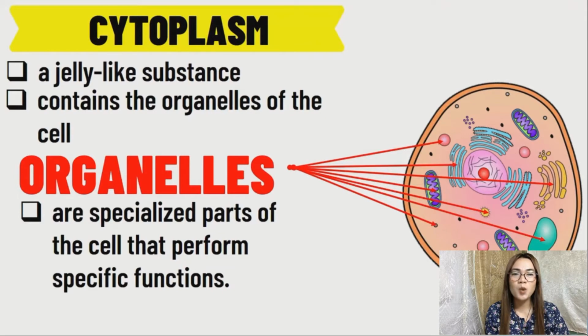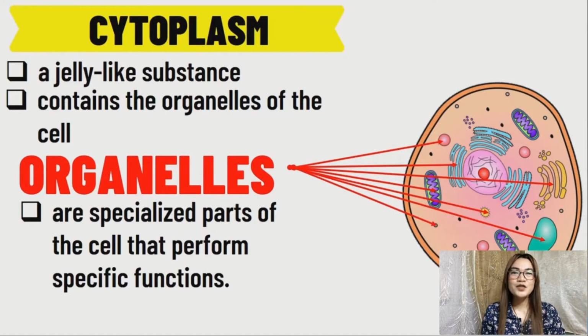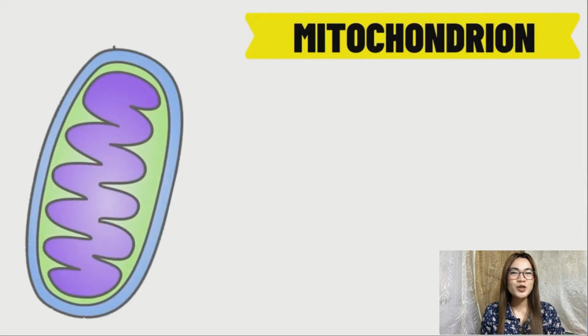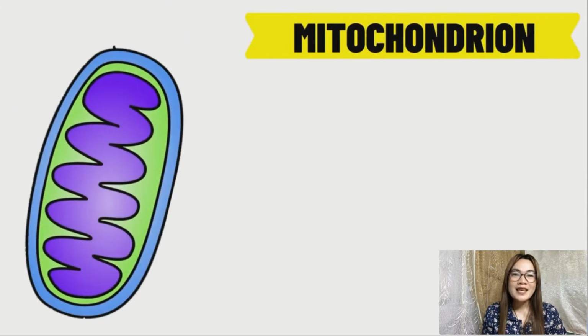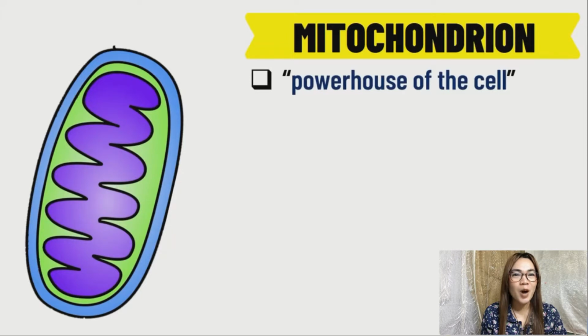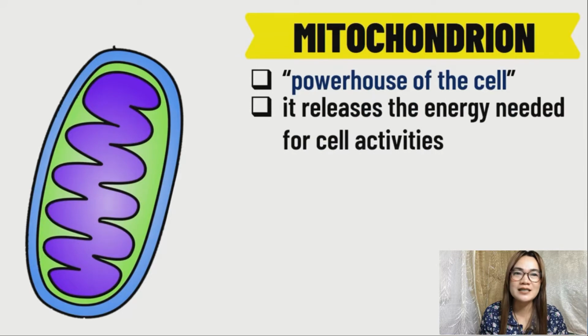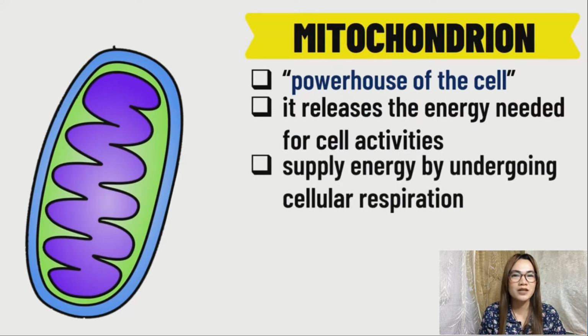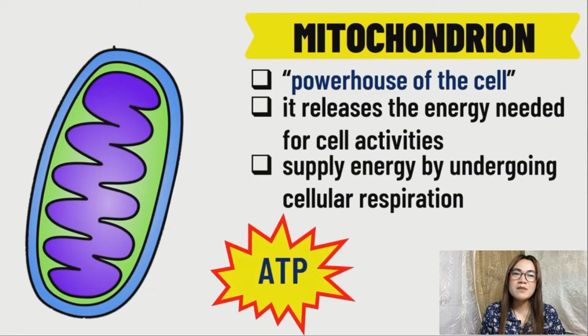Let us now explore the different organelles that can be found in the cell as well as their functions. First, we have mitochondrion, or mitochondria in its plural form. The mitochondrion acts as the powerhouse of the cell since it releases the energy needed for cell activities. They supply energy by undergoing cellular respiration. Cellular respiration is a process that produces adenosine triphosphate or ATP, which is the energy currency of the cell.